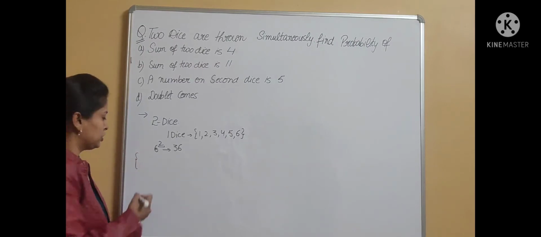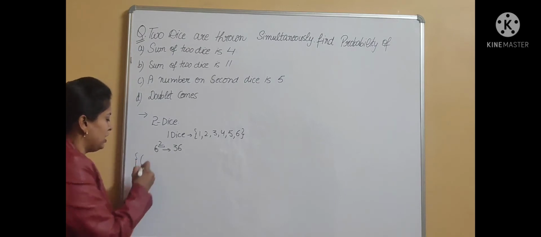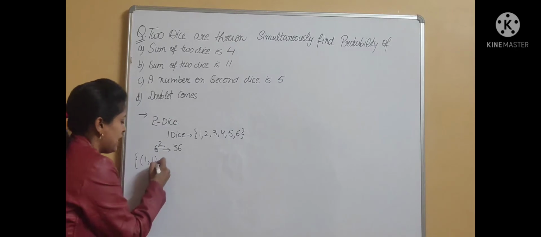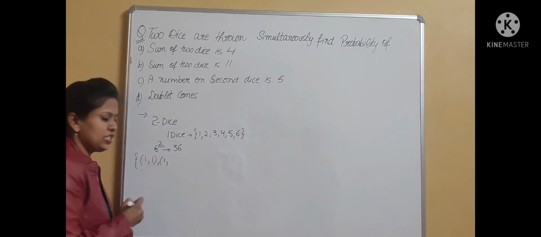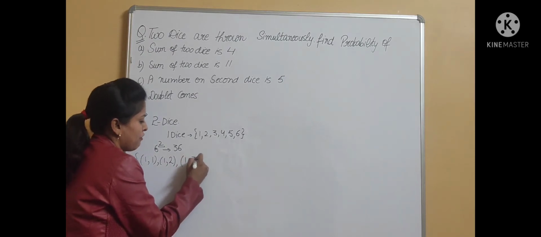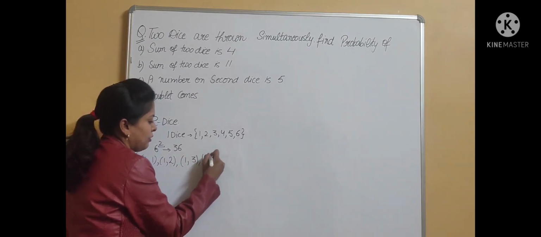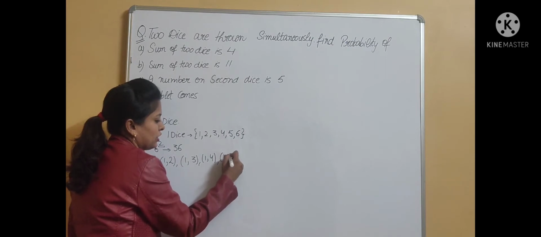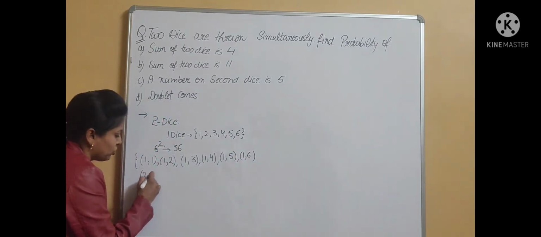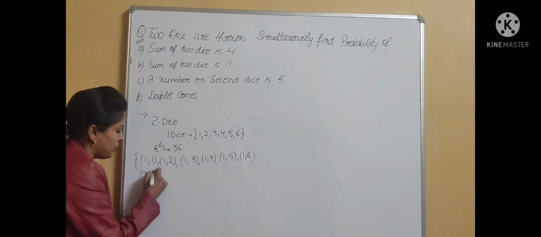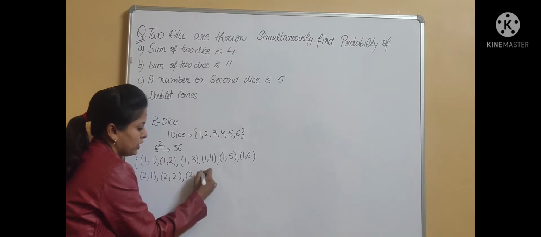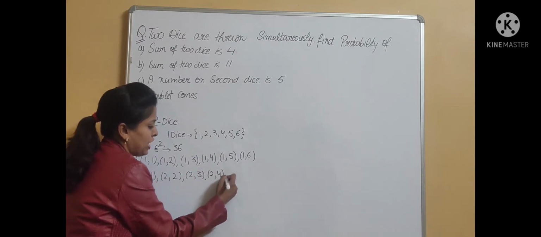What are the outcomes? In the first trial, 1 occurs on the first die and 1 occurs on the second die. In the same way, 1 is on the first die and 2 is on the second die, and the numbers keep changing on the second die. Next, 2 comes on the first die and the numbers change on the second die: 2 1, 2 2, 2 3, 2 4, 2 5, 2 6.